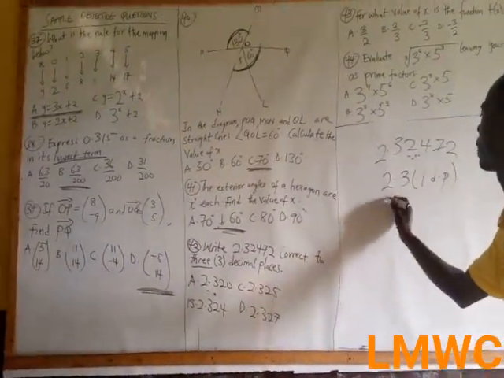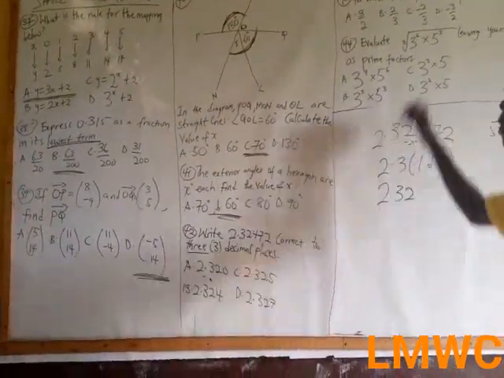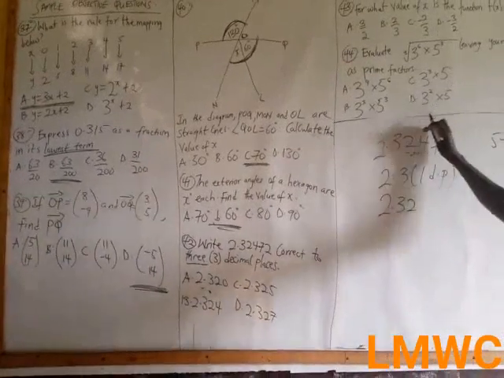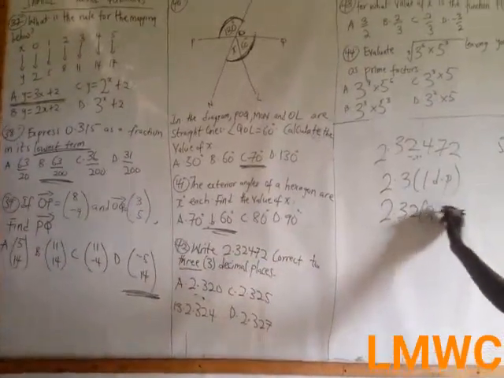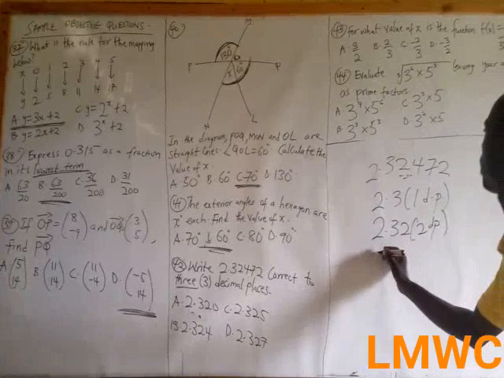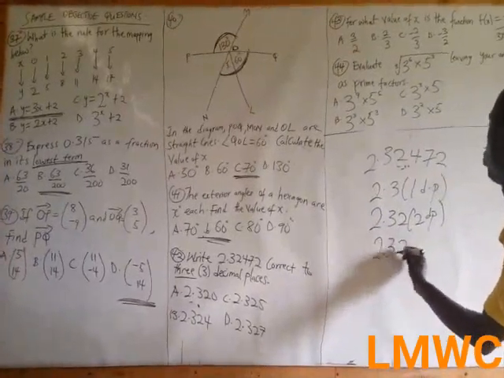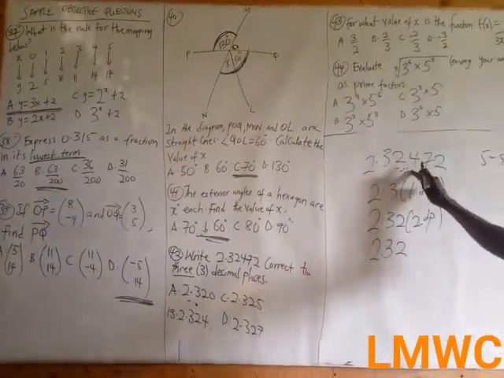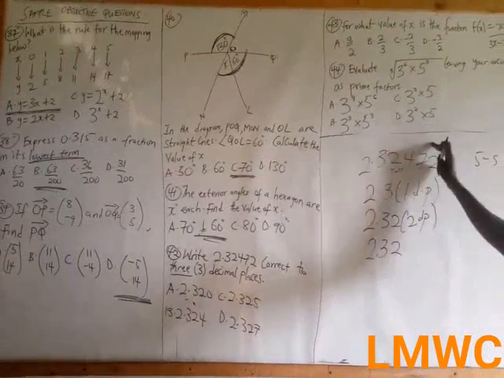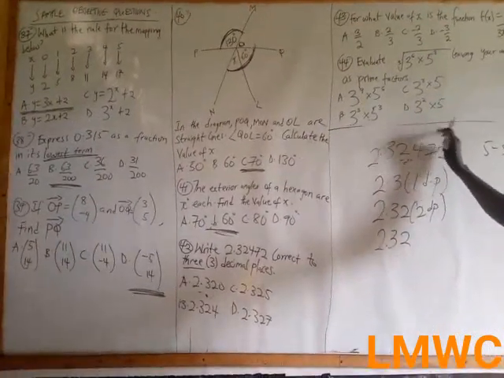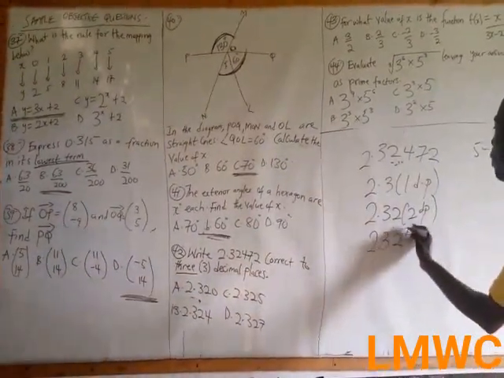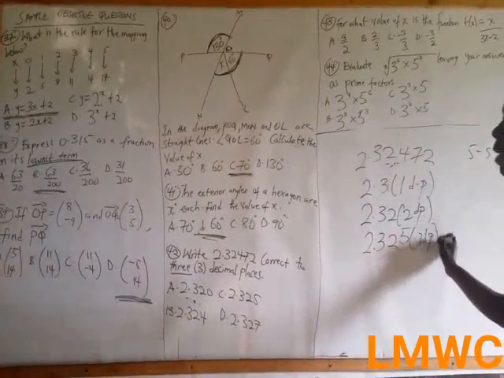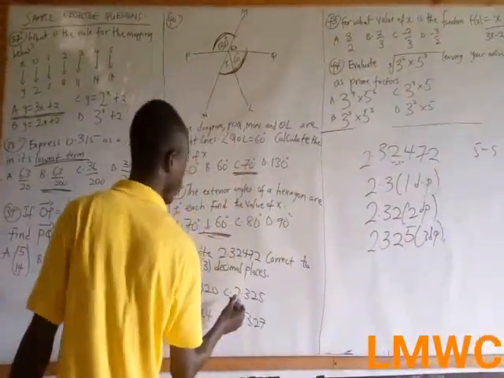2 decimal places becomes 2.32. 2 numbers after the decimal point. This is less than 5. You don't round, so 2 dp. Now they want 3 decimal places, so 2.32 and 3 numbers after the decimal point. You check the 4th number. It's more than what? 4. So you round it up. We have 2.325. So our answer is 2.325.